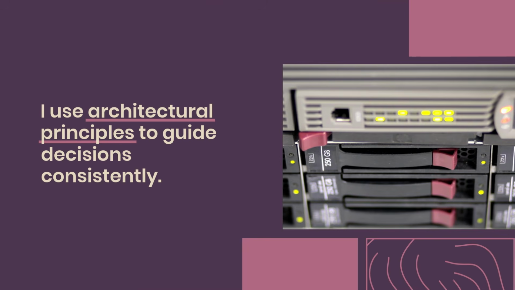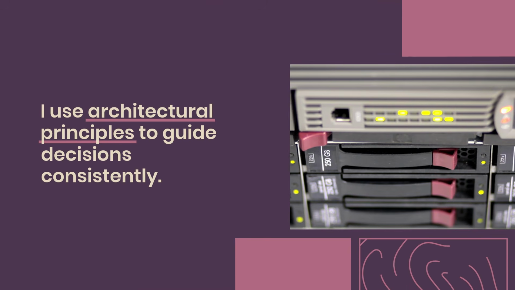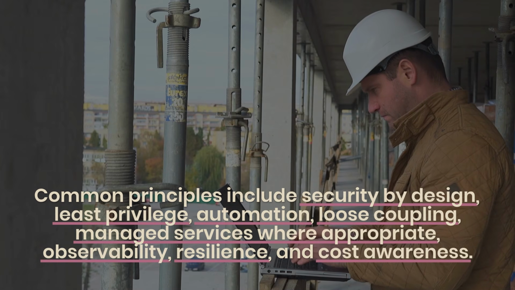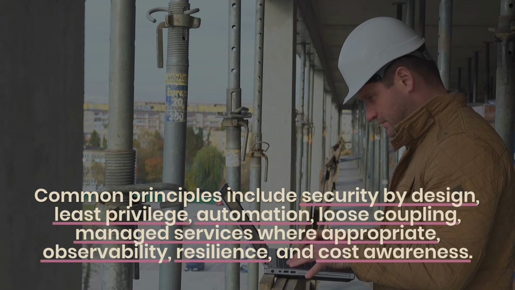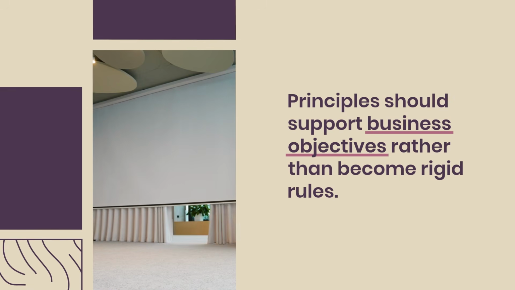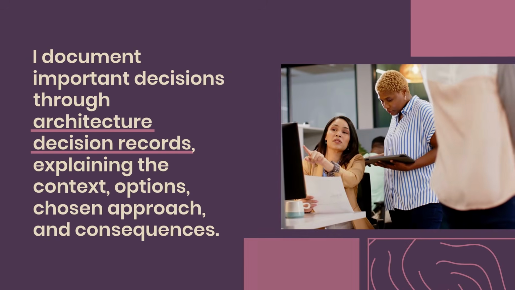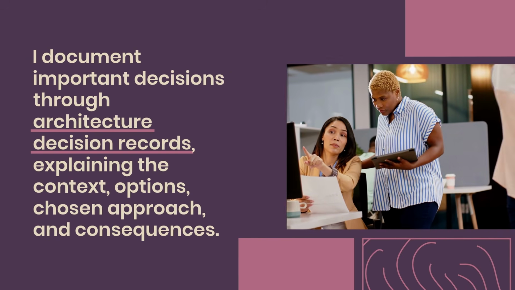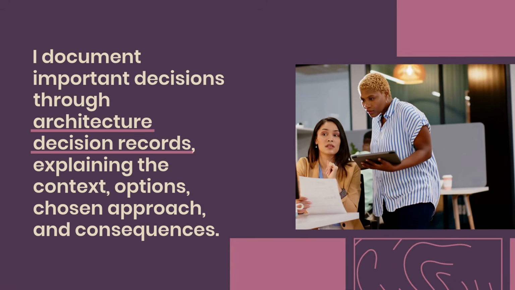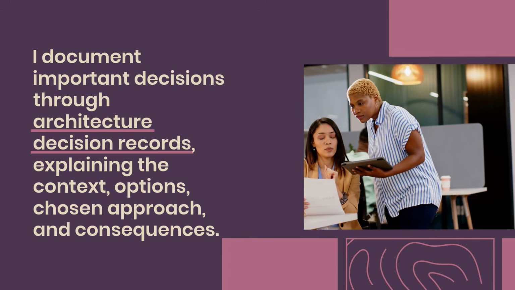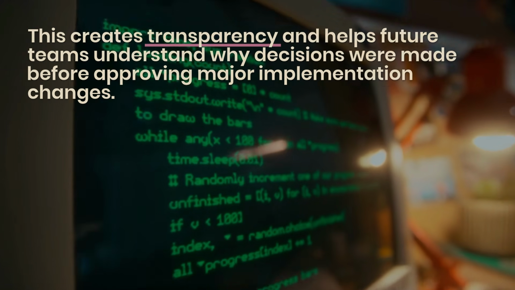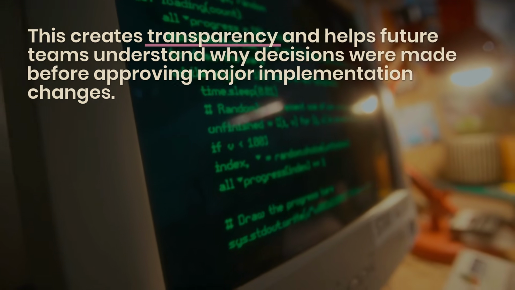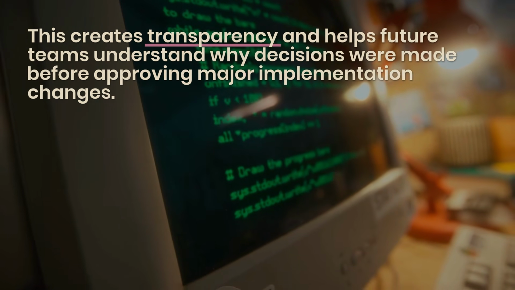I use architectural principles to guide decisions consistently. Common principles include security by design, least privilege, automation, loose coupling, managed services where appropriate, observability, resilience, and cost awareness. Principles should support business objectives rather than become rigid rules. I document important decisions through architecture decision records, explaining the context, options, chosen approach, and consequences. This creates transparency and helps future teams understand why decisions were made before approving major implementation changes.